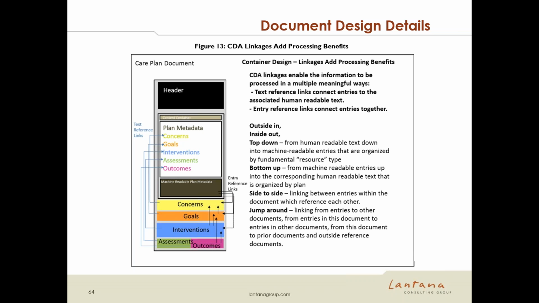So for example, goals can be the goals that were established to address a particular concern, and interventions can be related to the goals, the things that we're doing to make progress towards the goal. The entries can all be linked together so that there's machine processable relationships between the entries, and the entries are related back to the human readable narrative in each of the sections, so you can easily move from a chunk of concerns to the specific plans that those concerns are represented in.